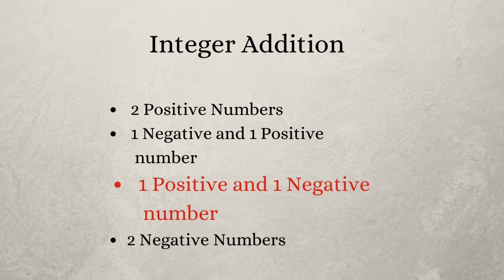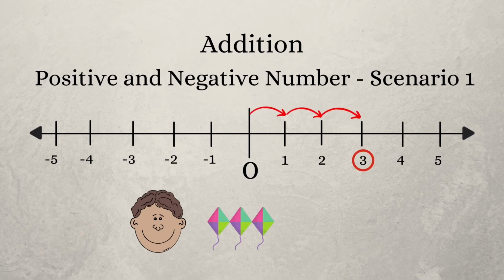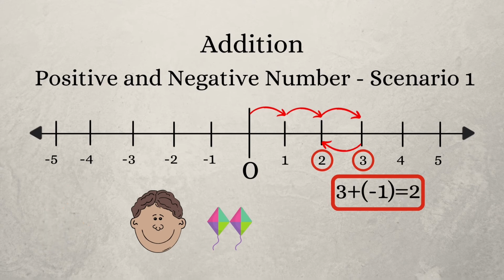Next, let us see how to add a positive and a negative number. Assume friend A gives you 3 kites to play. Now there are 3 kites. Friend B comes and asks for a kite. You are more than happy to give him a kite to play. After giving, you are now left with 2 kites for yourself. So, 3 plus -1 is 2.